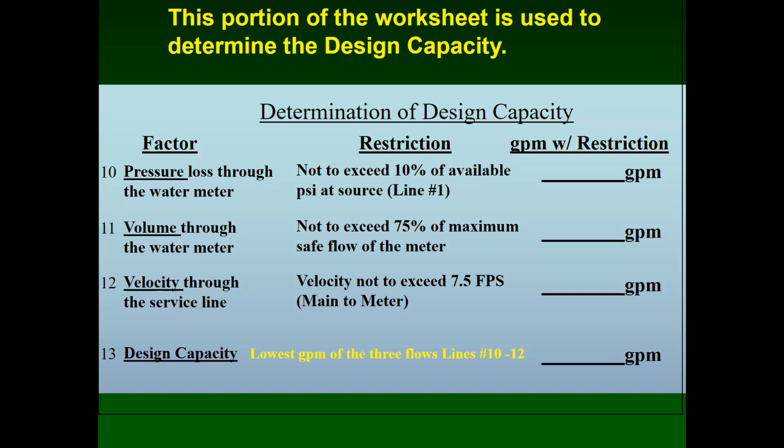All right, so let's get into it. You guys are going to need your books, your Rain Bird books, and also this sheet. Pressure loss through our water meter is not to exceed 10% of the available PSI at source, line 1. Volume through the water meter is not to exceed 75% of maximum safe flow of the meter. The velocity through our service line is not to exceed 7.5 feet per second, and that's from our main to our meter. Now we're going to talk about what those mean.